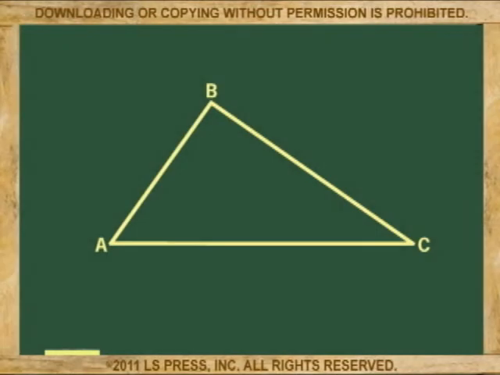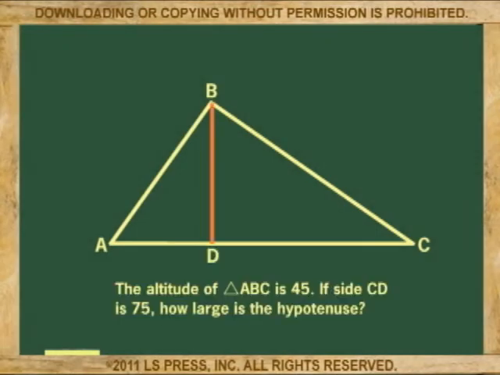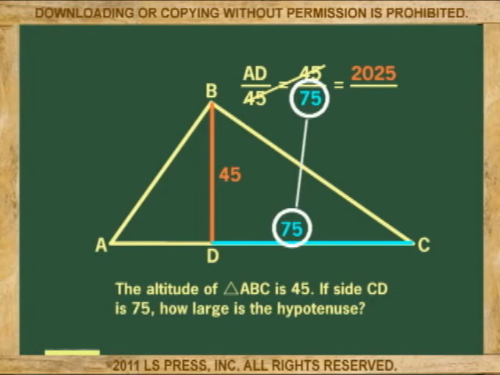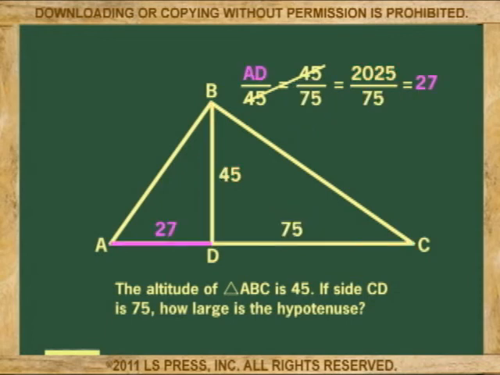One last example. The altitude of triangle ABC is 45. If side CD is 75, how large is the hypotenuse? If the altitude is 45, we multiply the geometric mean, 45 times 45. It is 2025. 2025 divided by the known side 75 is 27. AD is 27. So AC, the hypotenuse, is 75 plus 27, or 102.